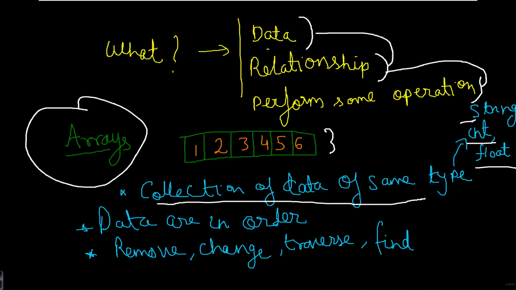So this is the property of an array, that it can contain data of a similar type. And the data are in order. If you look at this relationship, we can see that 2 only comes after 1, 3 only comes after 1 and 2, and 6 only comes after 1 2 3 4 and 5. So there is a particular relationship among the data.